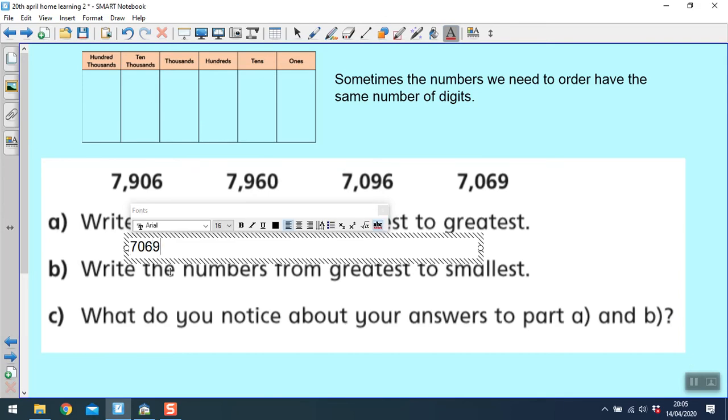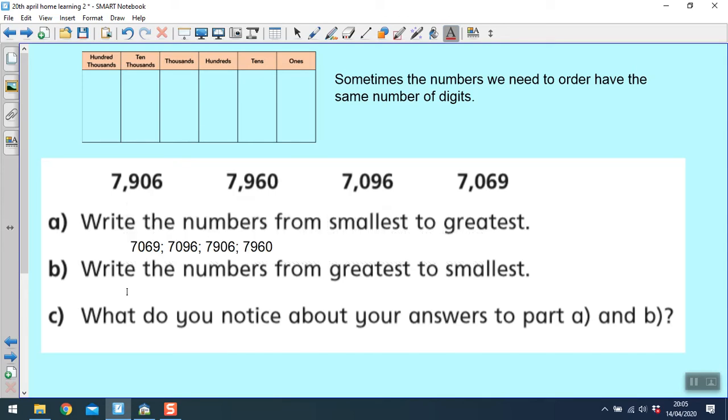7,069, which means 7,096 is next. Now I'm comparing these two. They've both got 7,000s and 900s, but this one's got no tens and this one's got 6 tens. So 7,906 is smaller, and then 7,960 is the biggest number.